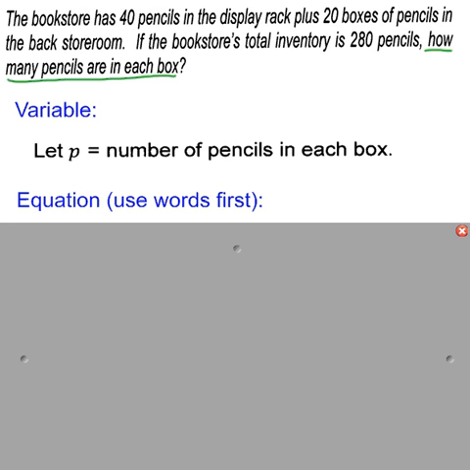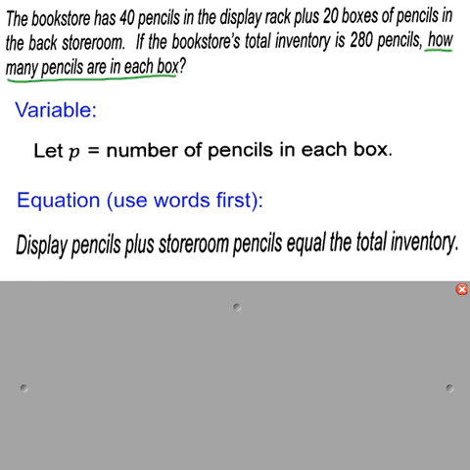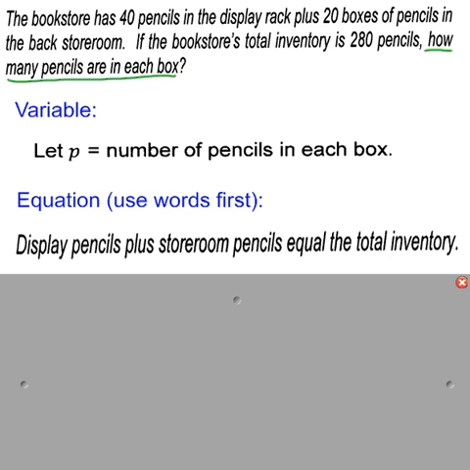So then we're going to try to write an equation. That's the next step in our process that your book talks about. And using this tip, we're going to try to use words first. So we say display pencils plus storeroom pencils equals the total inventory. We get this just by looking back at the problem, and the problem says the bookstore has 40 pencils in the display rack plus 20 boxes of pencils in the back storeroom. If the bookstore's total inventory is 280 pencils, how many pencils are in each box?